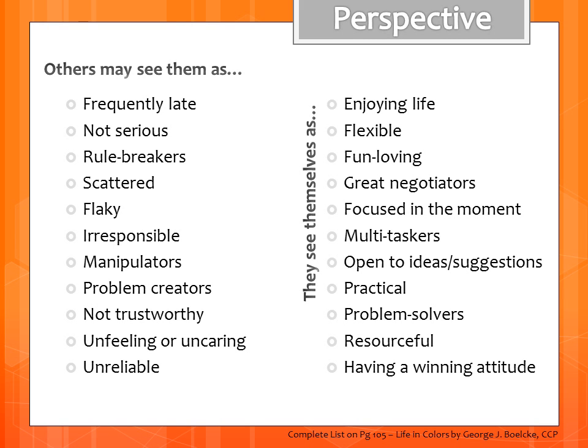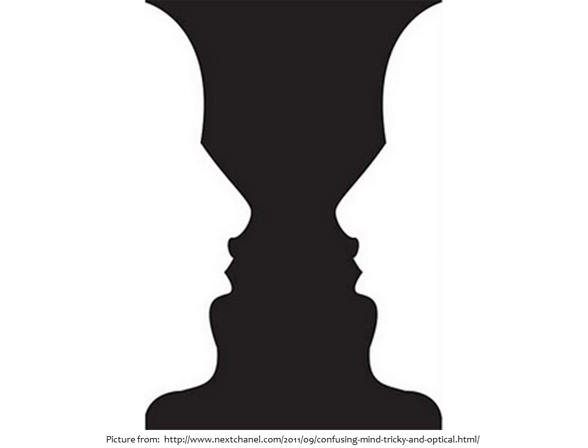So, your orange personalities, others might see them as scattered, rule breakers, irresponsible, manipulators, unreliable. Whereas the orange people will see themselves as enjoying life, problem solvers, multitaskers, having a winning attitude, flexible, fun loving, focused on the moment. So, those are different perspectives that they have from each other. So here you're going to see another little perspective picture. Some might see a vase, and others might see two faces facing each other.